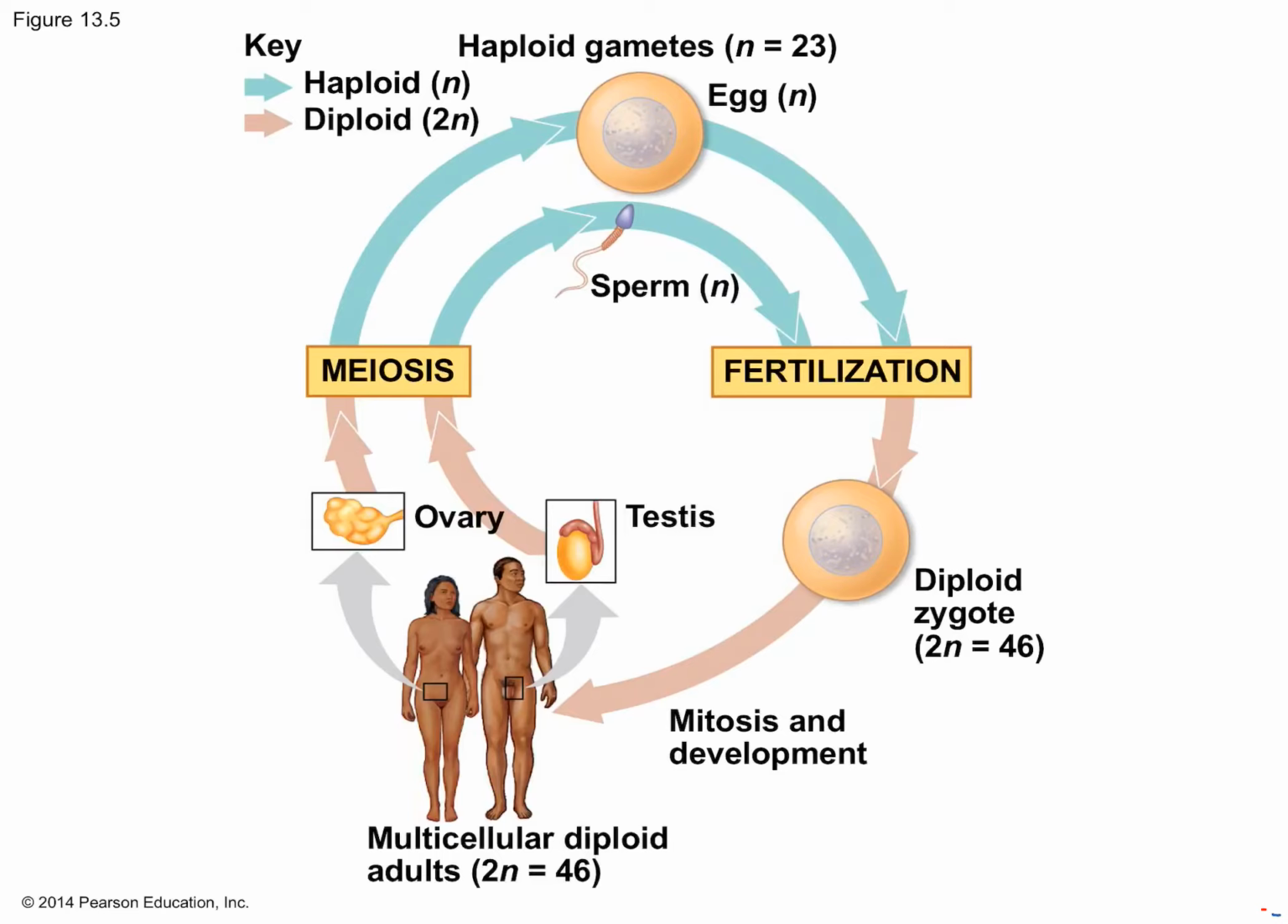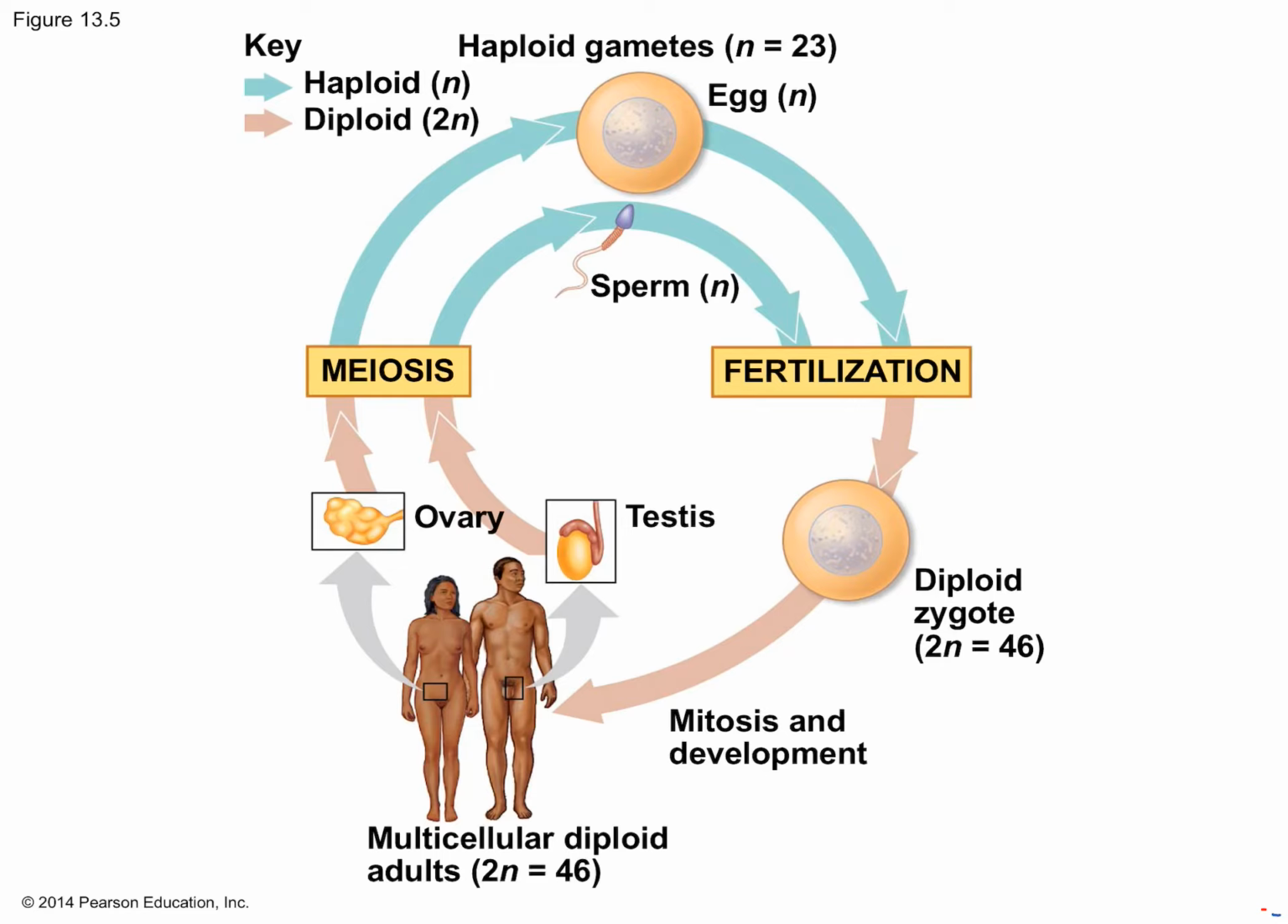for example. And the key point about life cycles, sexual life cycles, is that they alternate between a diploid, typically multicellular stage, and a haploid, single cellular stage. And the transitions from diploid to haploid and from haploid to diploid are meiosis and fertilization, respectively.